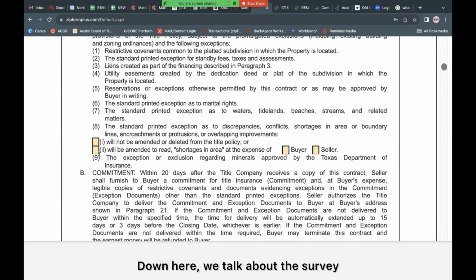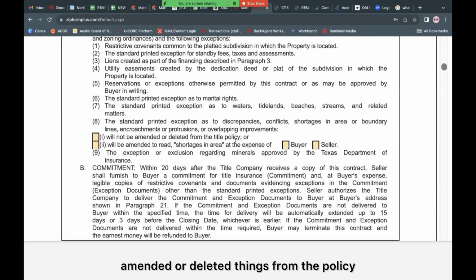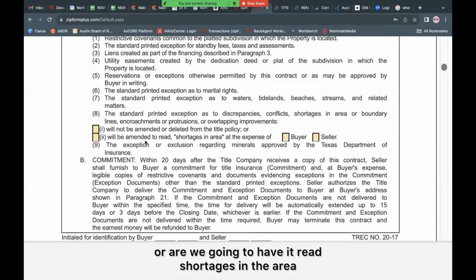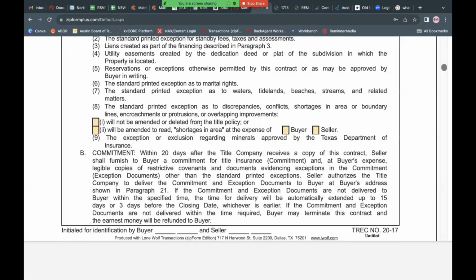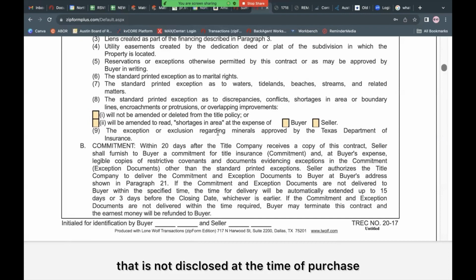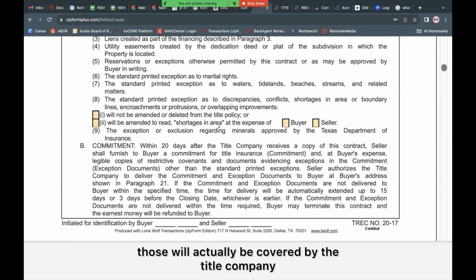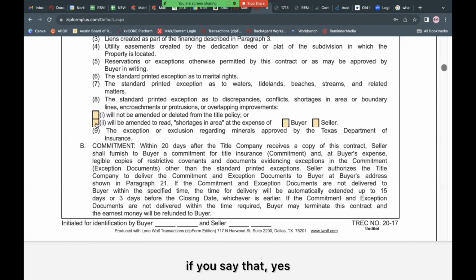Down here, we talk about the survey. Will the survey read amended or deleted things from the policy, or are we going to have it read shortages in the area? And this just means, will the title company be covering something that is not disclosed at the time of purchase? So if there are any encroachments or any boundary issues, those will actually be covered by the title company if you say that, yes, they will be amended to read shortages in the area at the expense of who?